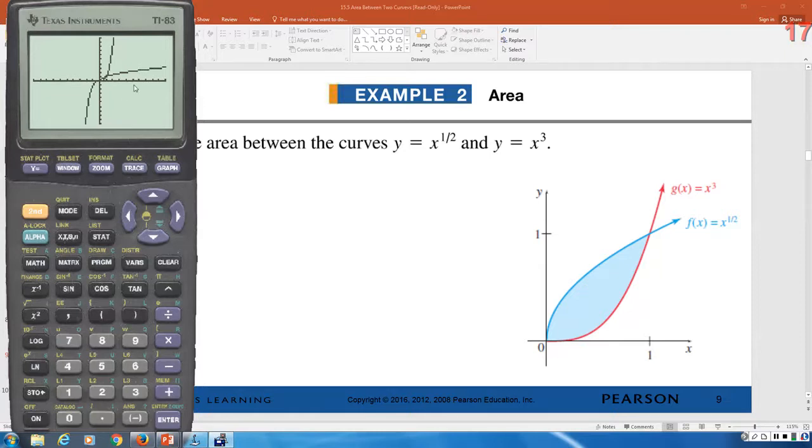And what happens when you do that is you see that the area between the two of them is right in and around the origin, so you want to change your window. So there's nothing going on the negative side of anything, and you don't really need to go up to 10. You can probably just go up to 2 at the most.